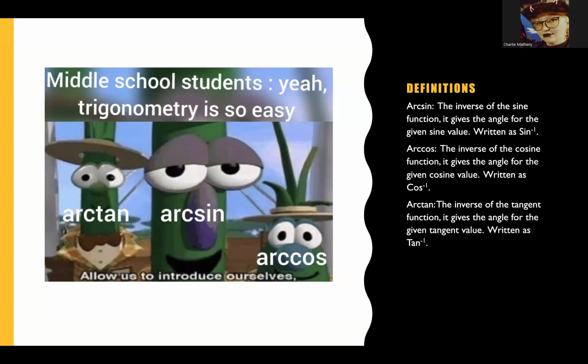The arccosine is the inverse of the cosine function, which gives the angle for the given cosine value, and that's written as cosine to the -1. Finally, we also have the arctangent, which is the inverse of the tangent function, gives the angle for the given tangent value, written as tan to the -1. So keep that in mind because these specific writings especially will come up later in this presentation.